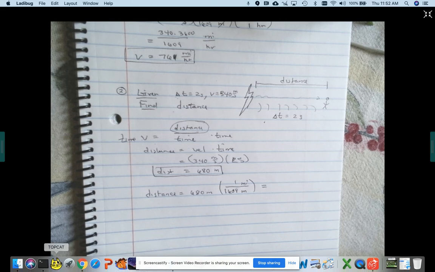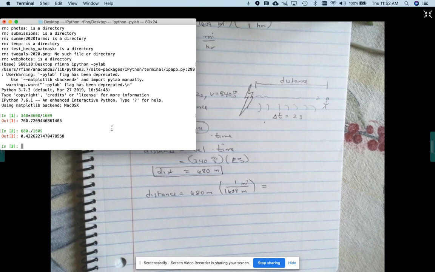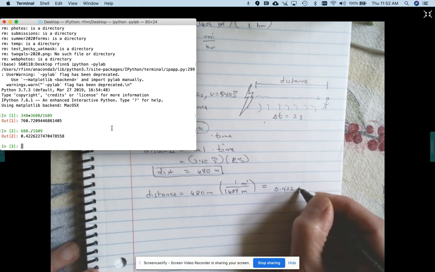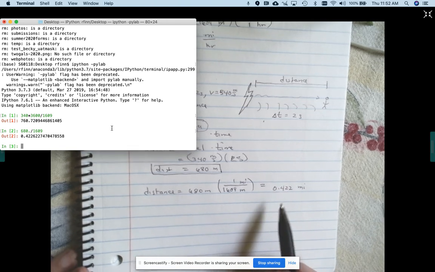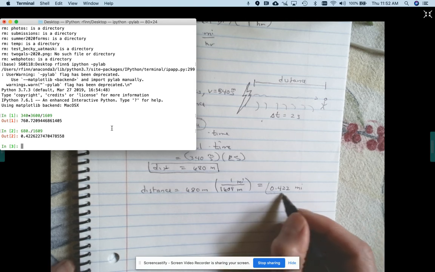So again, we'll go back to you guys to do your calculators, or you can do Python too. I'm going to do 680 divided by 1609. 0.422 miles. And again, we'll just keep 3 significant figures, right? So the 0 doesn't count, 1, 2, 3. Okay, leading zeros never count. So that's our answer in miles.